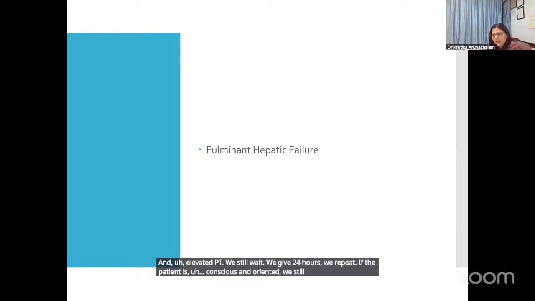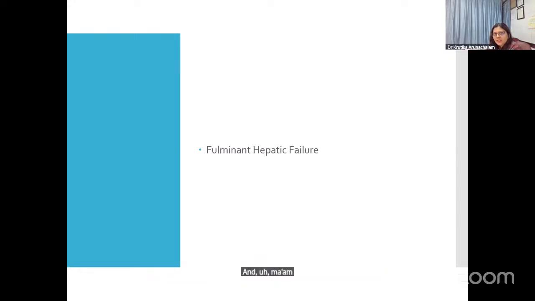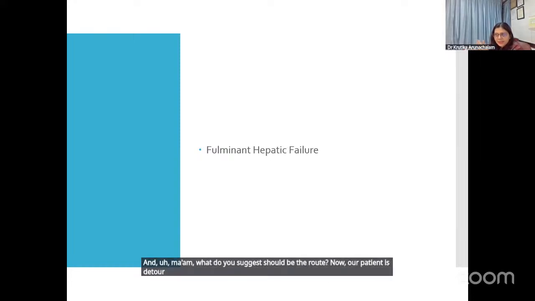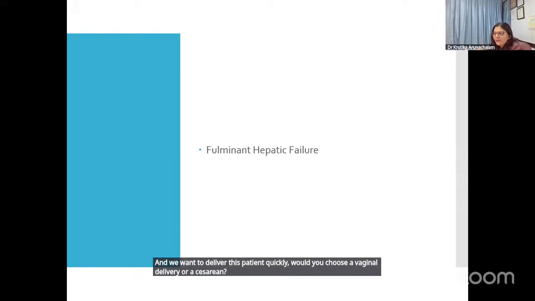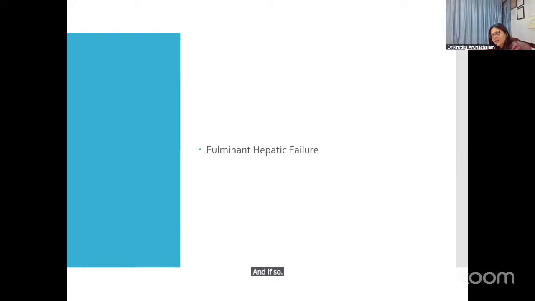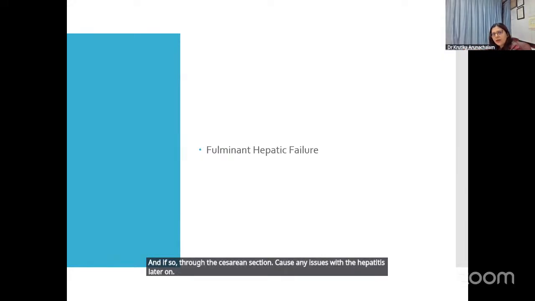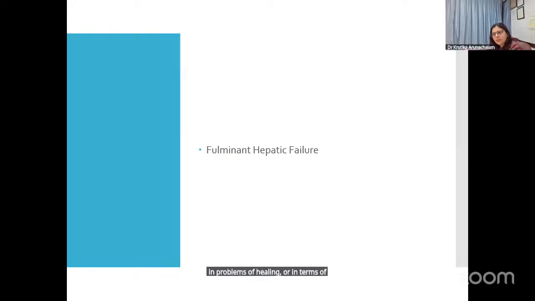So I think it's one day at a time, and as much as we can, we prolong this pregnancy. And ma'am, what do you suggest should be the route? Now our patient is deteriorating. She has an elevated PT, but she's still not disoriented, and we want to deliver this patient quickly. Would you choose a vaginal delivery or a cesarean? And would a cesarean section cause any issues with the hepatitis later on, in terms of healing, or would the mode of delivery not make a difference?